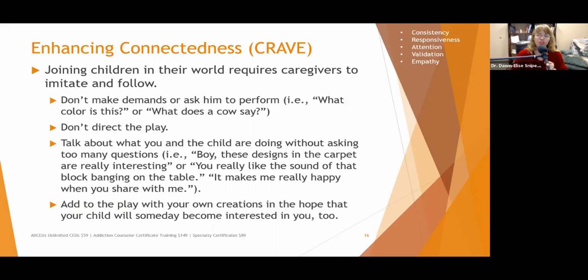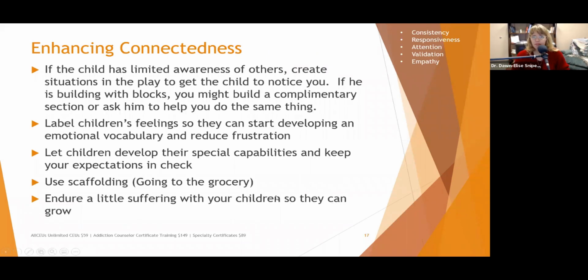Add to the play with your own creations in the hope that your child will someday become interested in you too. So if the child is playing with trains, then maybe you get a train and you start playing, and try to engage the child that way. If the child has limited awareness of others, create situations in the play to get the child to notice you, such as if he's building with blocks, build a complementary section, or ask him to help you do the same thing. How did you do that? Can you help me make a tower too?